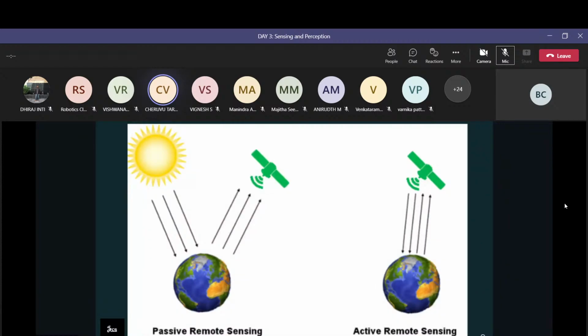That's what happens in the satellite also. If the satellite has its own sensor, it is able to emit the radiations and detect the radiation. That's active remote sensing. If it is not capable of emitting radiations, but is only capable of receiving the radiations and then processing the data, that is passive remote sensing.